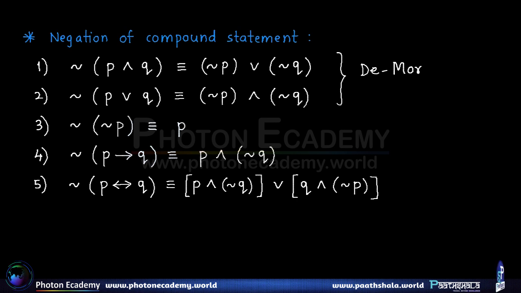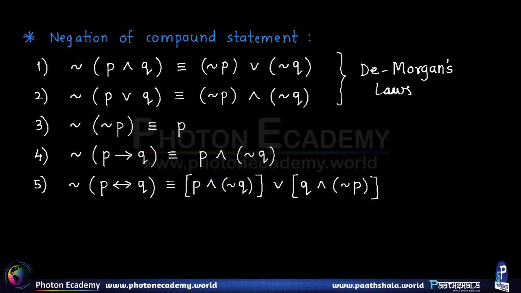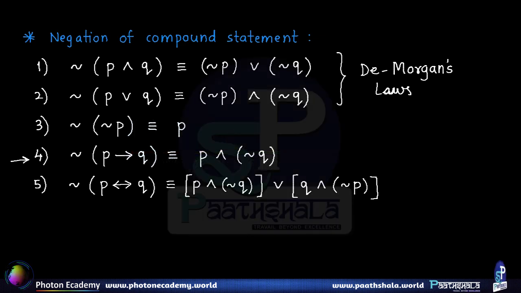You must have done a very similar, analogous law in set theory also, which is basically one and the same thing. It tells you the same fact. Now the third one is negation of negation is the original statement, which is almost self-evident, so nothing much to explain on that. The next one is the negation of an implication, that is negation of P implies Q is given by P and negation Q. So you take the first statement and the negation of the second statement, that is the negation of the consequent part.